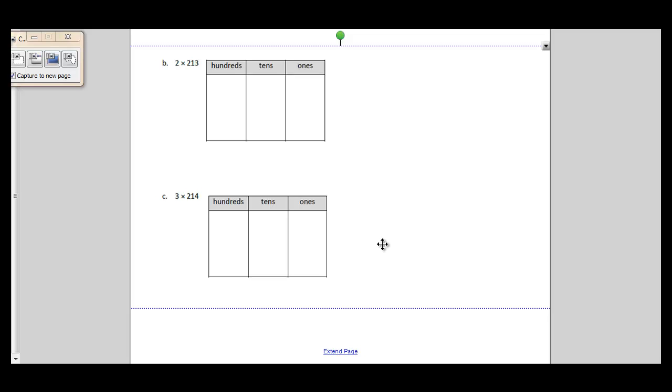Now we're going to do 213 times 2. So we're going to do 213, there's our 200, there's our 10, there's our 3 ones. So that's times 1. Now let's do it times 2. Okay, so there's no regrouping here because I don't have any columns that have more than 10. Start with my ones. So I have 3 times 2 ones is 6.